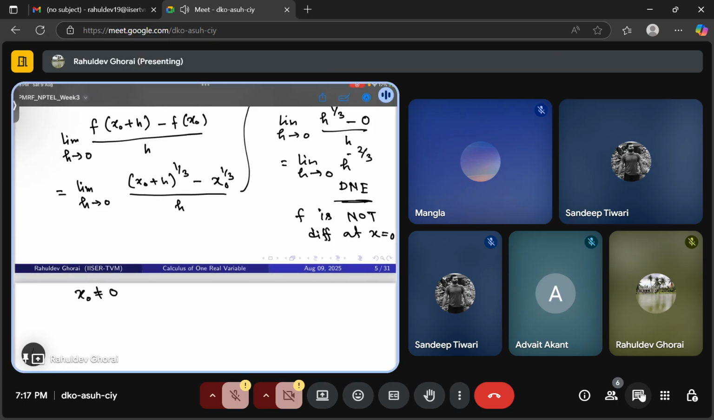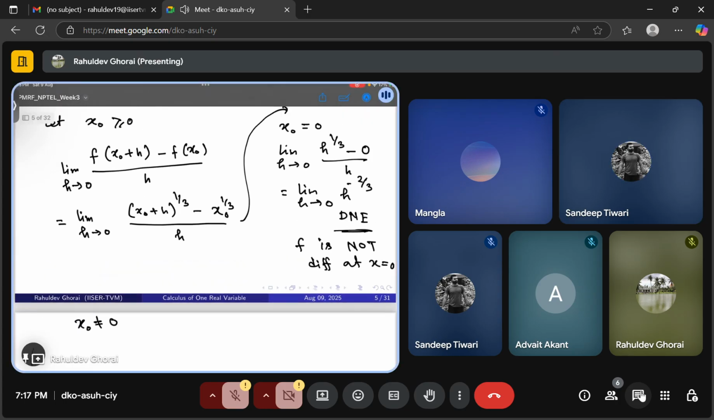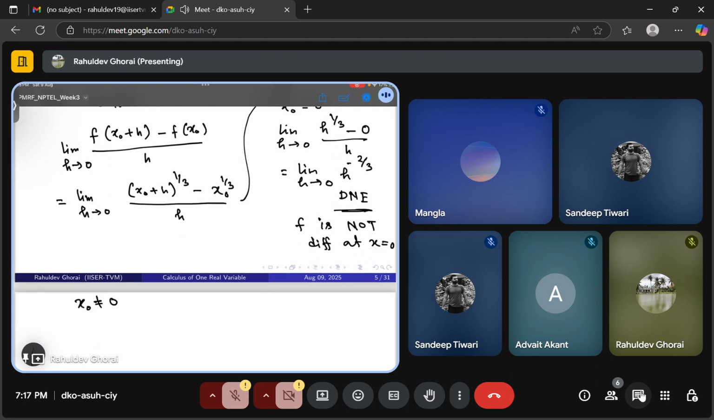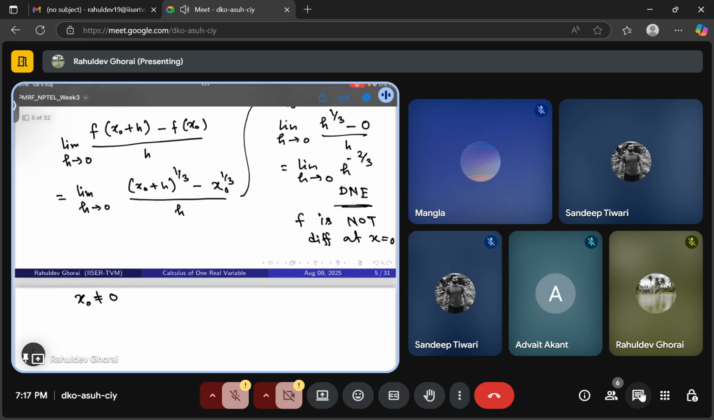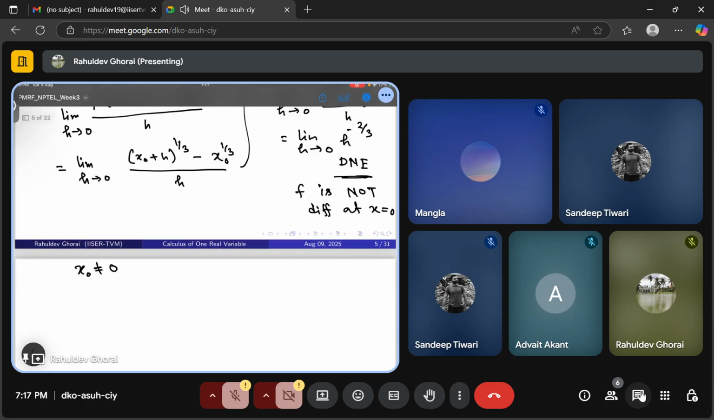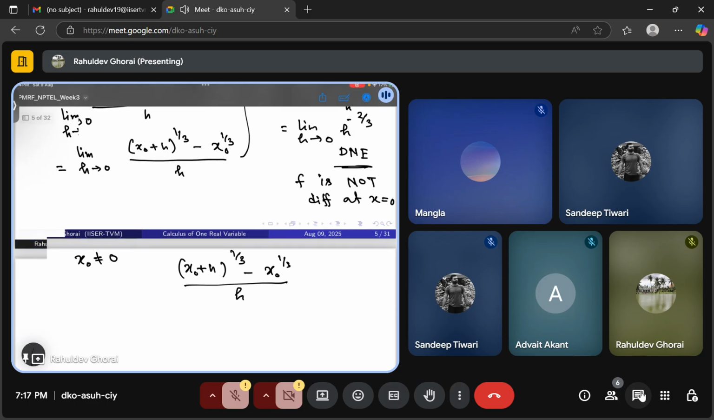But x naught not equal to 0, that is another case, right? So x naught not equal to 0, that case, we can try to do things by case, it will be okay. Then this is (x naught plus h) to the power 1 by 3. What to do with this? Any idea other than this binomial expansion? I mean, only binomial expansion type of things, but much easier.